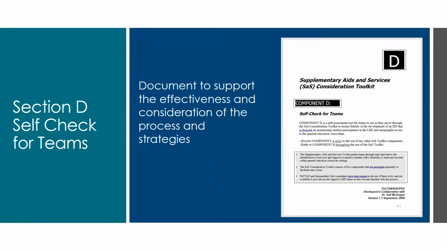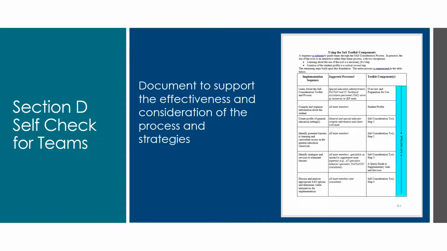Finally, we have component D. Component D is really a self-check for teams, walking you through documentation that supports the effectiveness and consideration of the process and strategies. It's not one of our active tools as a facilitator, but it is a tool that as a facilitator you can recommend for that IEP team to consider as they move forward. So let me show you what this looks like.